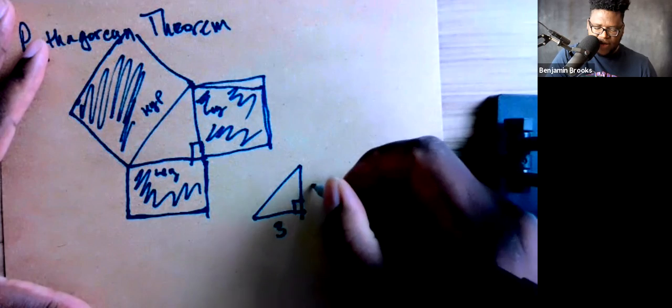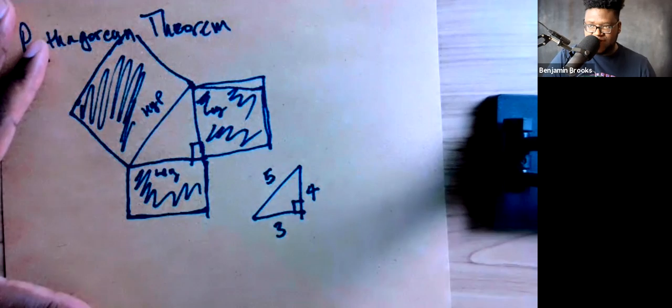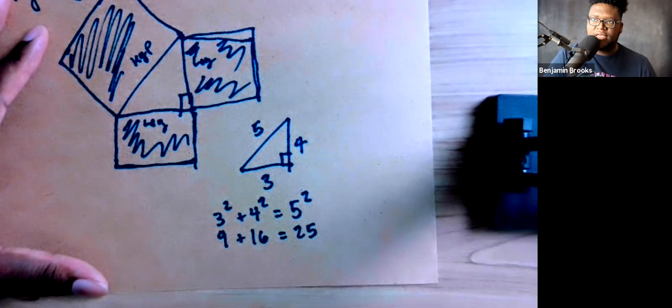So for example, if you have a triangle with sides 3 and 4, right? And 3, 4, and 5. Let's see if this is true. So 3 squared plus 4 squared equals 5 squared. Well, let's check and make sure this is actually true. So this is 9 plus 16 equal to 25. And 9 plus 16, of course, is 25.